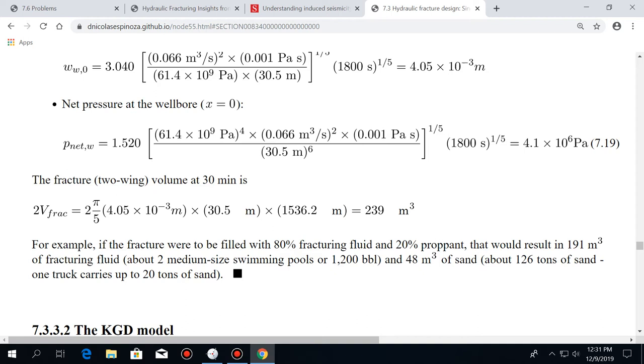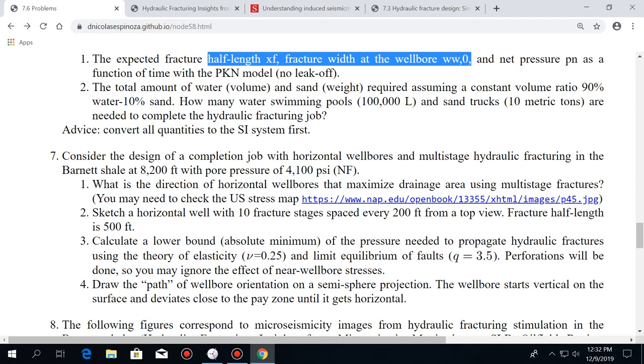And here, you have an example of how to compute the amount of sand and the amount of water that you're going to need. So this is pretty straightforward. And again, here's an example about how to solve it. It's not going to be very difficult. And let's go to the next one.